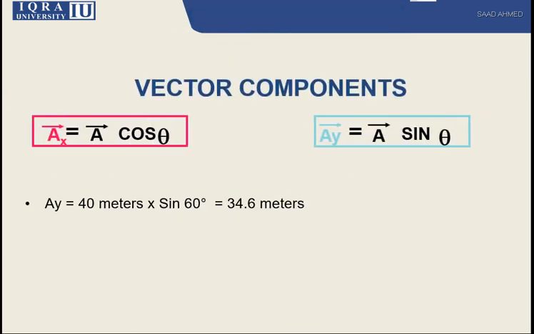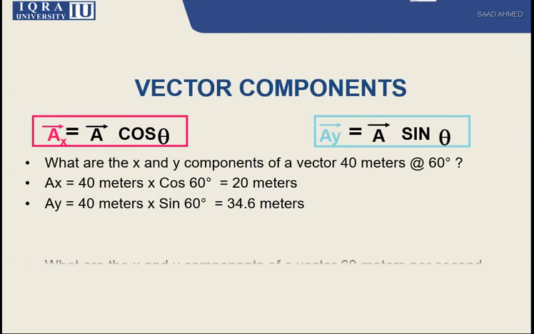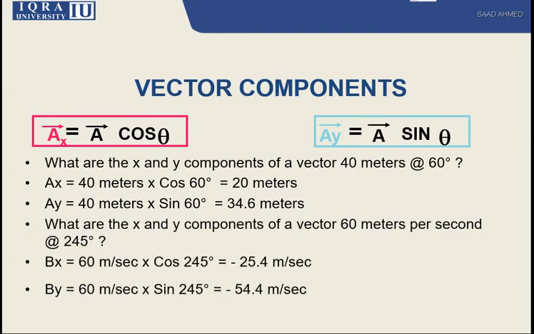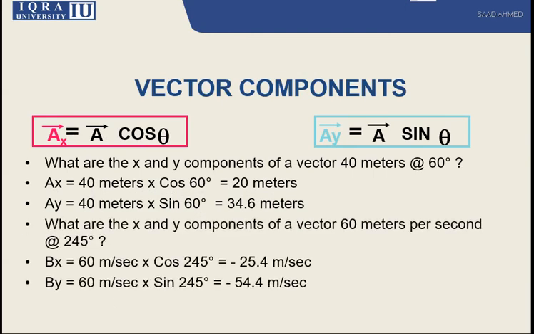Vector components continuing. So we can see here that Ax is equal to A cos theta and Ay is equal to A sine theta, because the x component is cos and the y component is sine here. So what are the x and y components of a vector of 40 meters at 60 degrees?